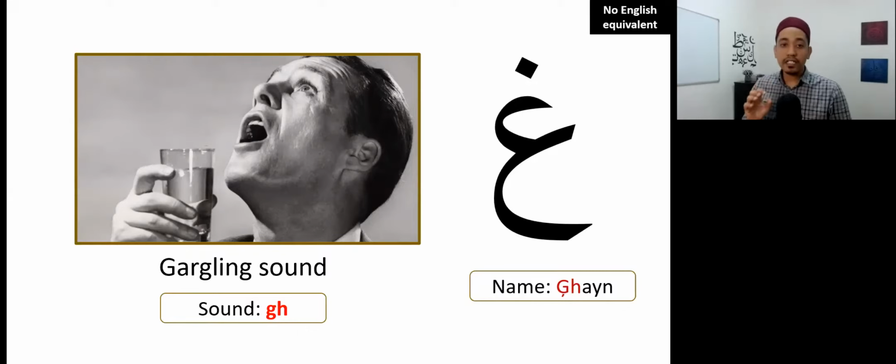This is actually how they teach the ghain in speech therapy to children who have speech delays or speech problems. They give them a glass of water, put some water in, and gargle. If you don't have water, you have to gargle on air, but that's strenuous on the throat, so only try it just once. So imagine you have water, and gargle. And that's the ghain. It has to be at the back, deep in your mouth.